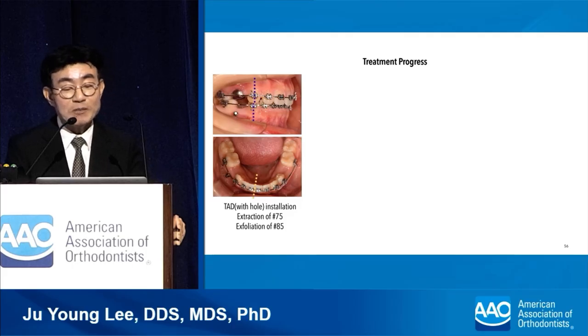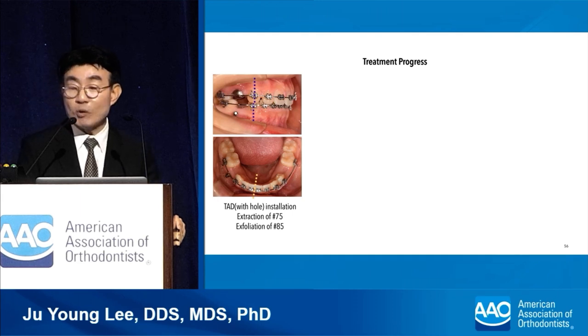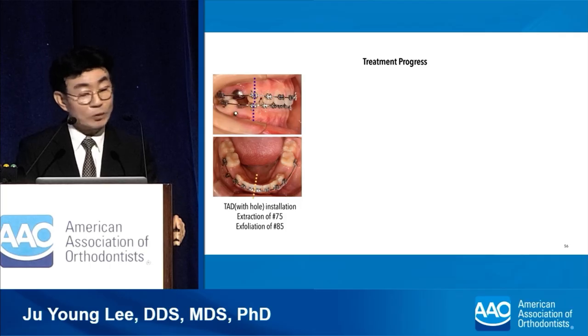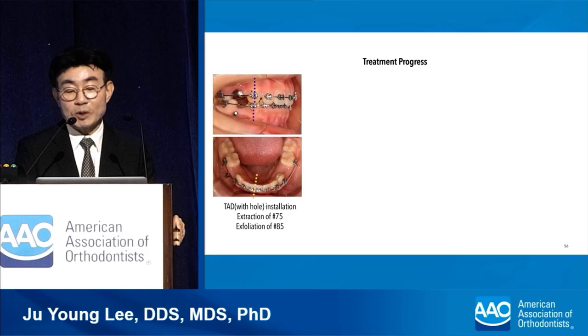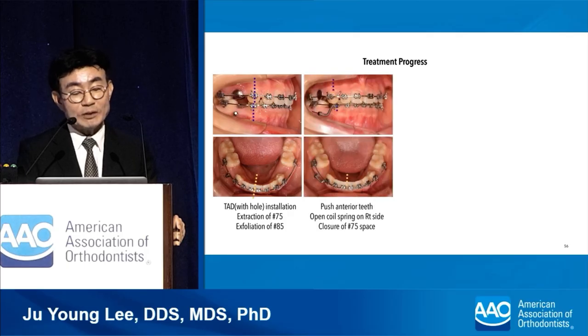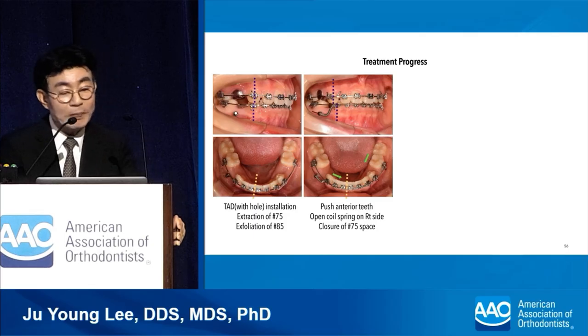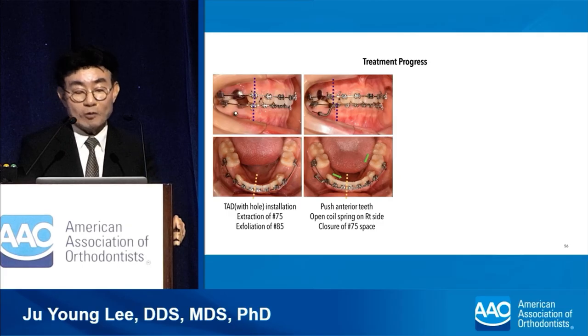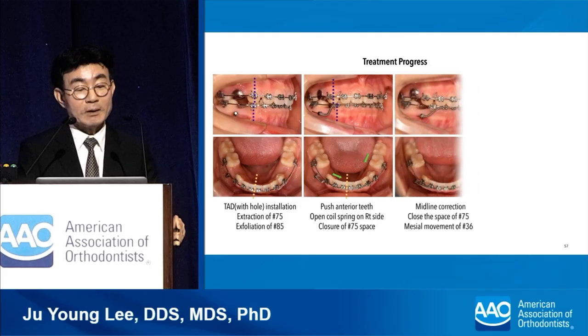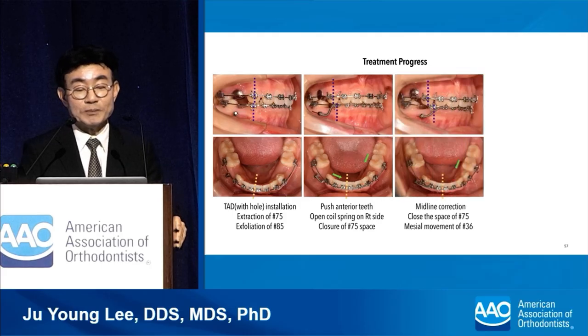left deciduous second molar was extracted. Mandibular right, the deciduous second molar was exfoliated. A TED with a hole on its head was installed on the right side of the lower jaw. The lower anterior teeth were pushed to the left with the TED-supported open coil spring, and the premolar space on the lower left side was closed by the protraction of the left posterior teeth. Lower midline is improved, and left premolar space was closed easily.